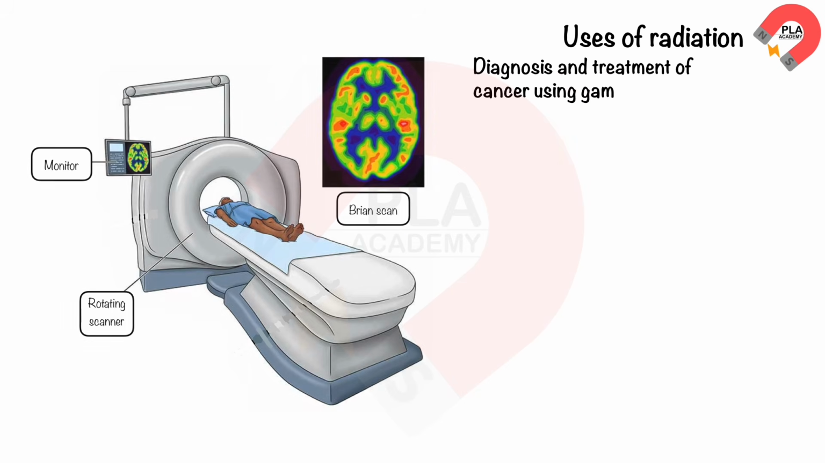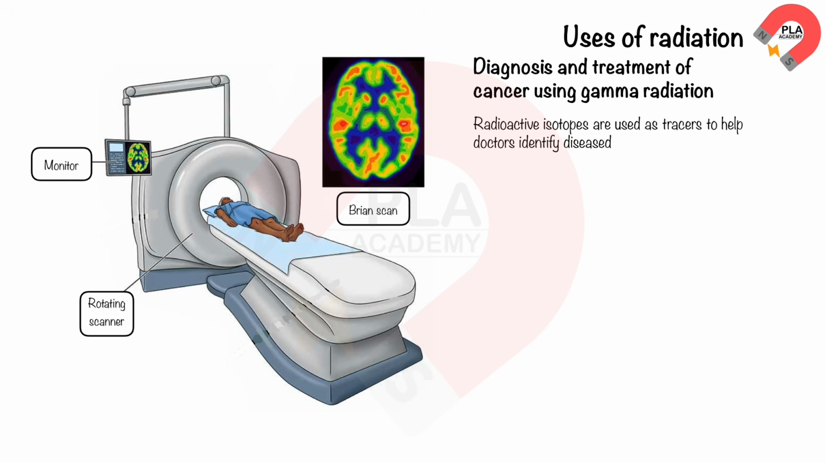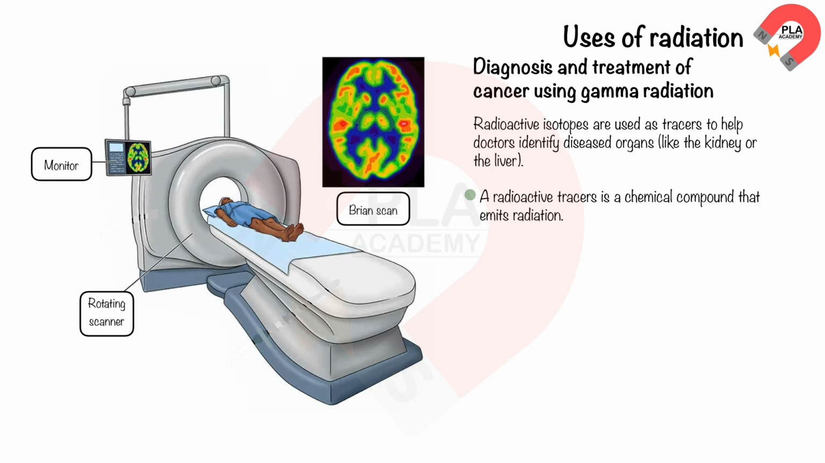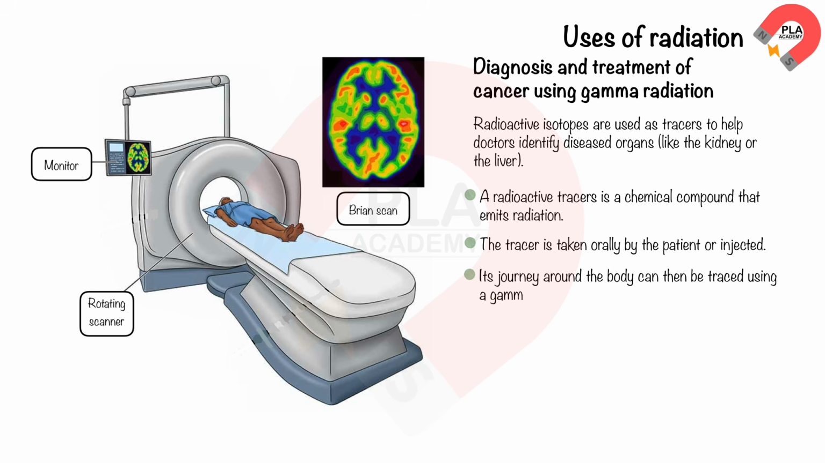Diagnosis using gamma. Radioactive isotopes are used as tracers to help doctors identify diseased organs, like the kidney or the liver. A radioactive tracer is a chemical compound that emits radiation. The tracer is taken orally by the patient or injected. Its journey around the body can then be traced using a gamma camera to detect the emissions from a tracer to diagnose cancer and determine the location of a tumor.